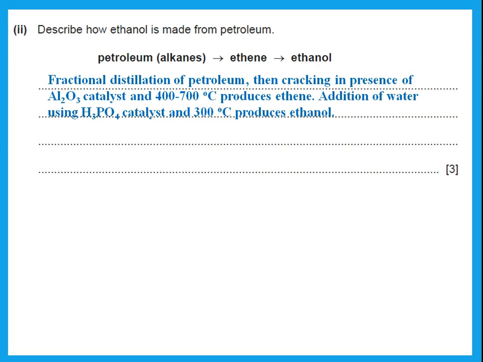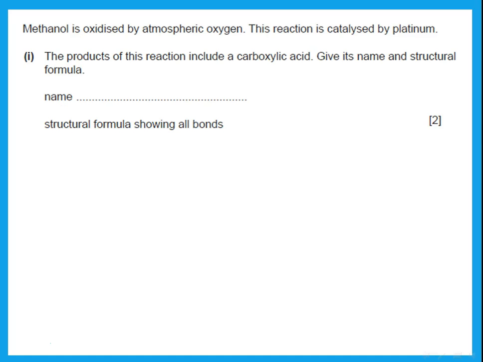Now how do I change ethene to ethanol? By addition of water. What are the conditions? Phosphoric acid catalyst and 300 degrees centigrade. This produces ethanol. Okay? Methanol is oxidized by atmospheric oxygen. This reaction is catalyzed by platinum. The products of this reaction include a carboxylic acid.